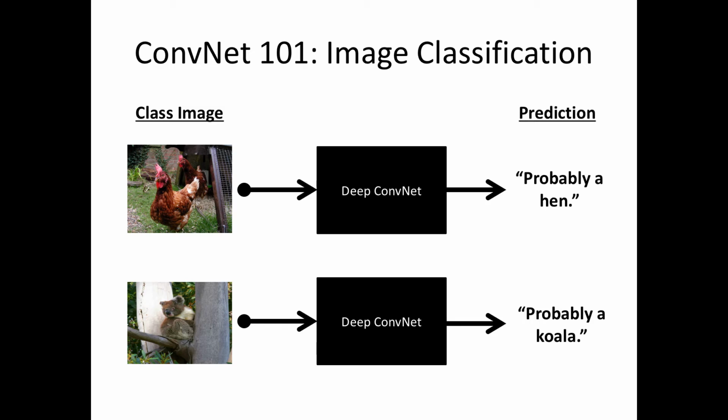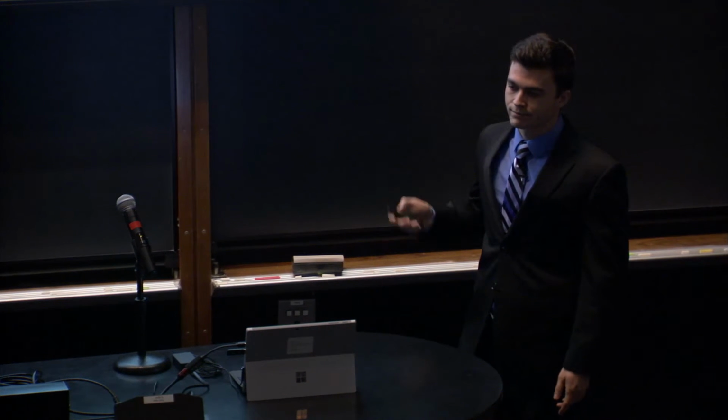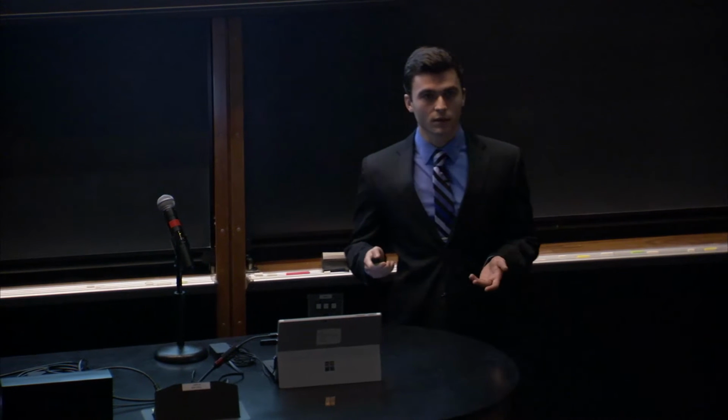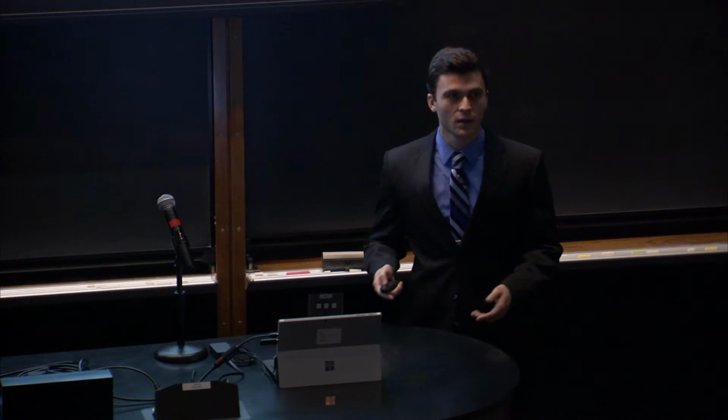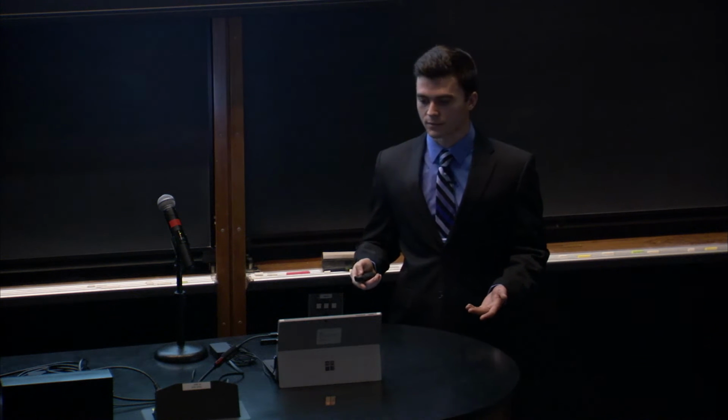Our task is image classification. So we start with an input image, input it to our deep convolutional network, which then outputs a class probability, or a class prediction, probably a hen, probably a koala. And unfortunately for all of you, the inner workings of these deep networks are largely going to have to remain in this black box in the interest of time, but I will go over the most salient features.